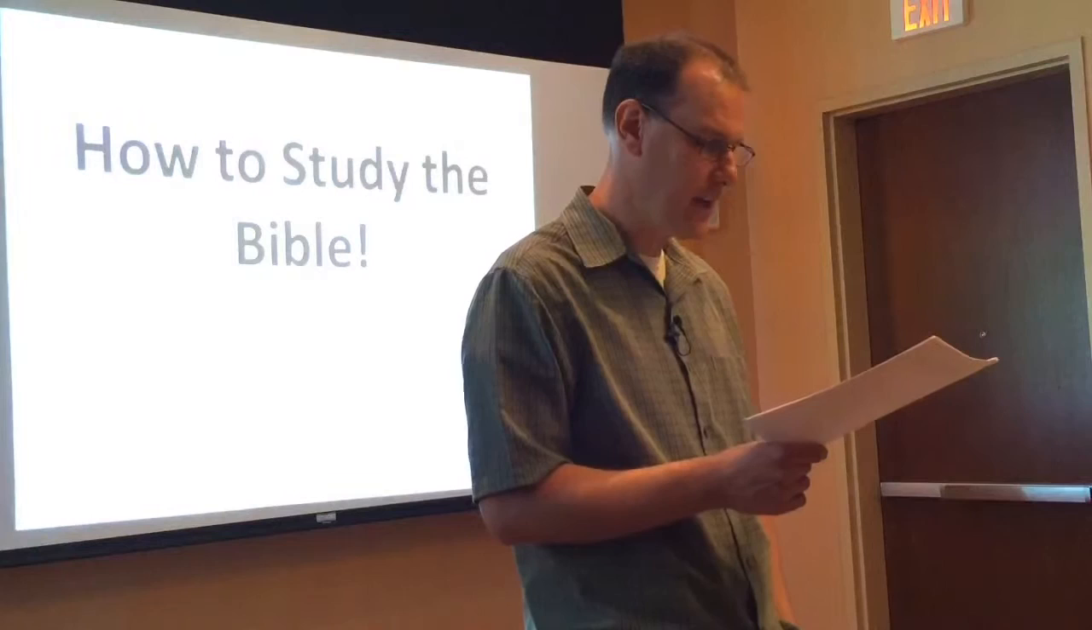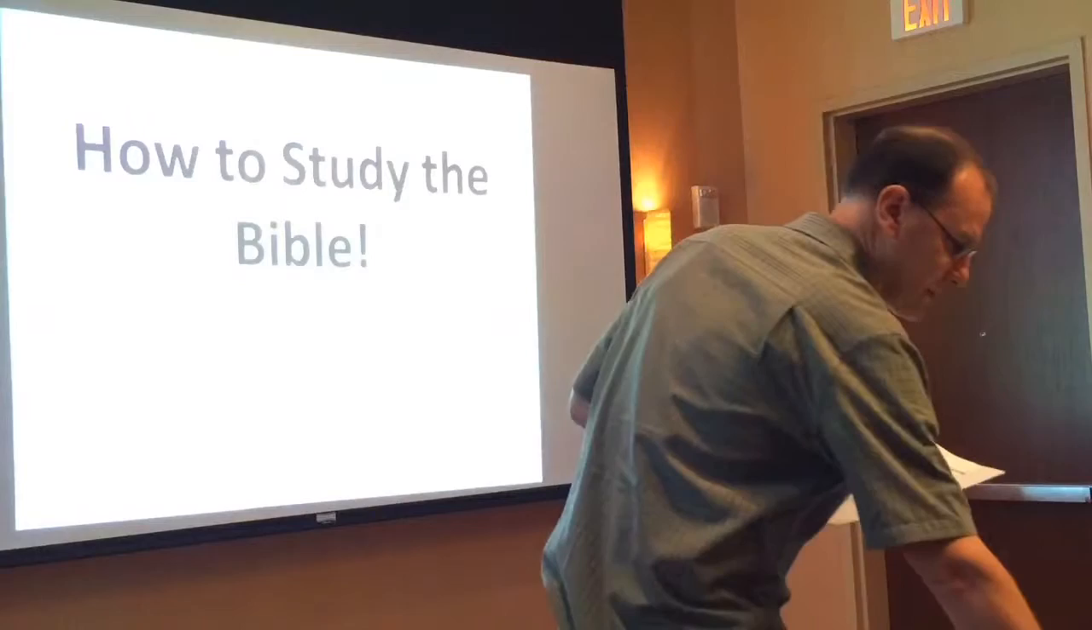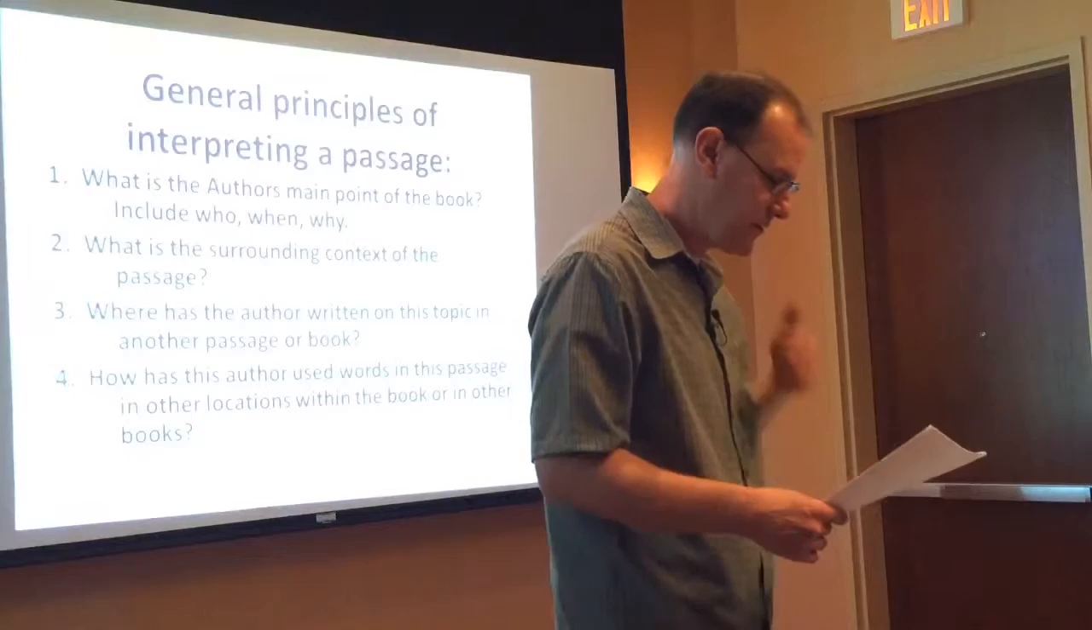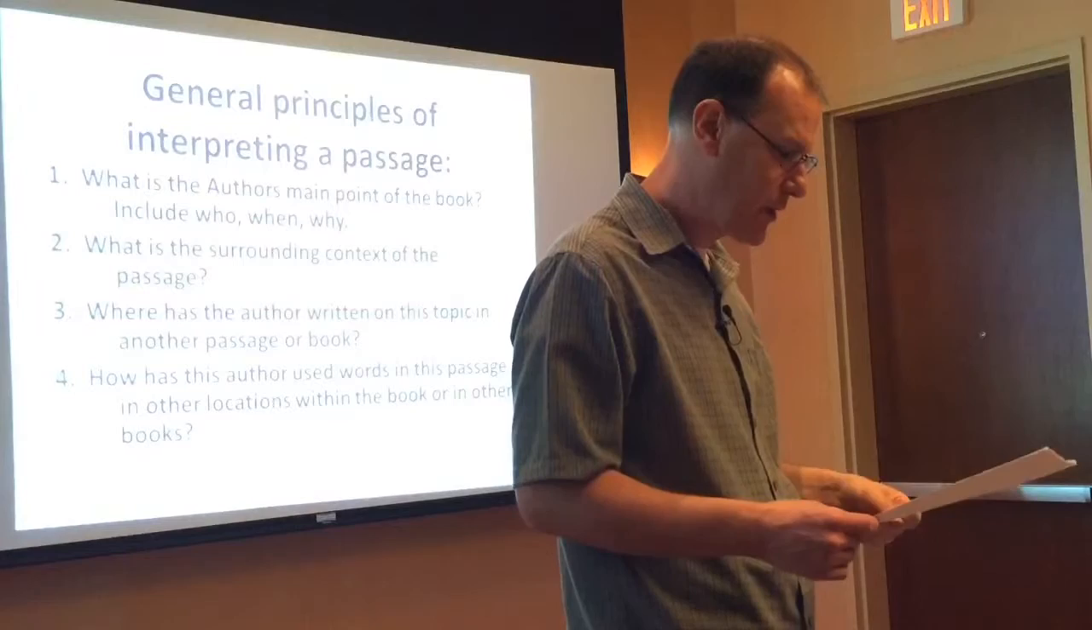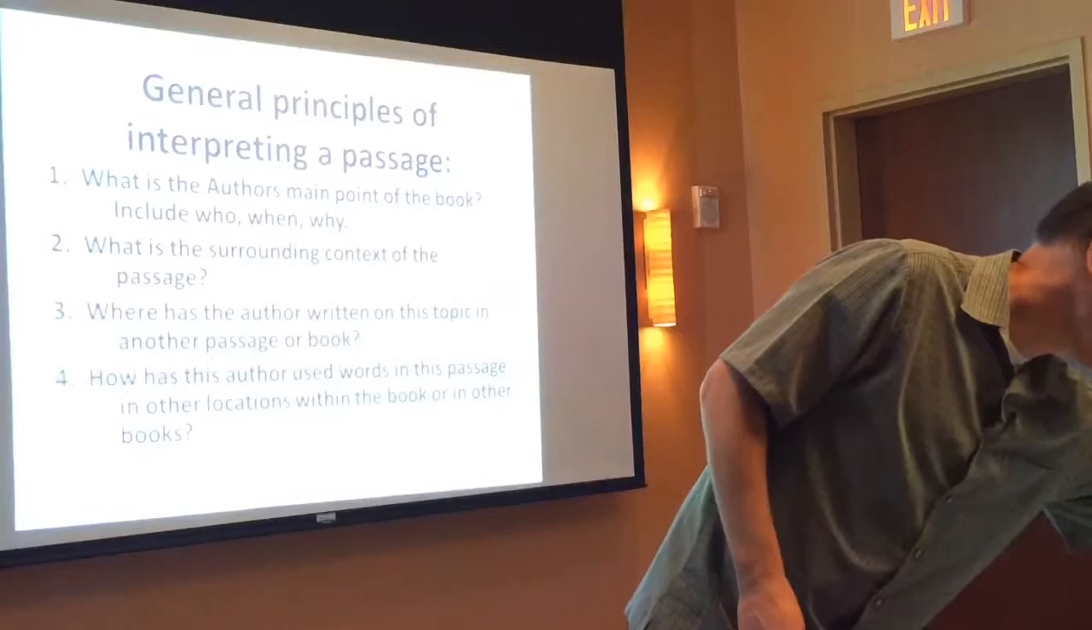In light of this, we want to look at the following six questions and ask them of the passage. So the first question, what is the author's main point of the book? And we can also include within that the who. There is a handout in the back on the chair. You might want to grab that. You'll need that as we move along. What is the author's main point of the book? And we can also include who wrote it, who are they writing it to, when was it written, and then the why is really the idea that we're looking for. What is that main point? So let's start with an easy one.